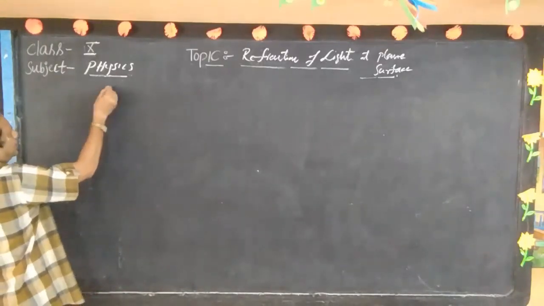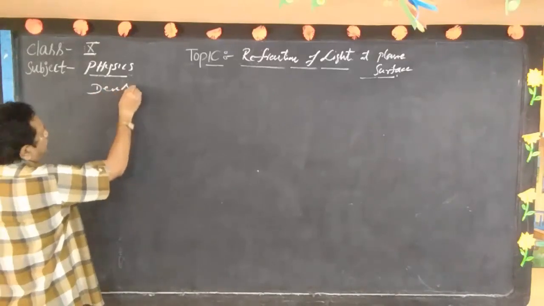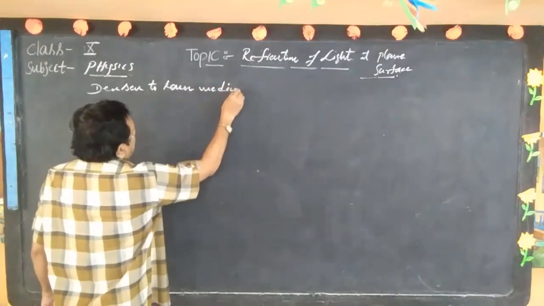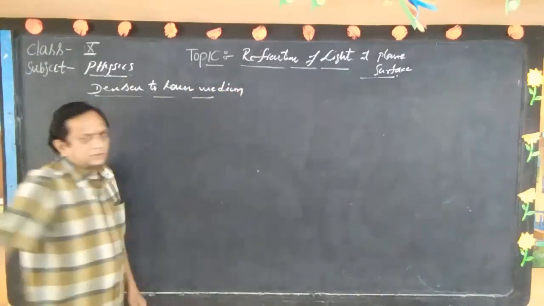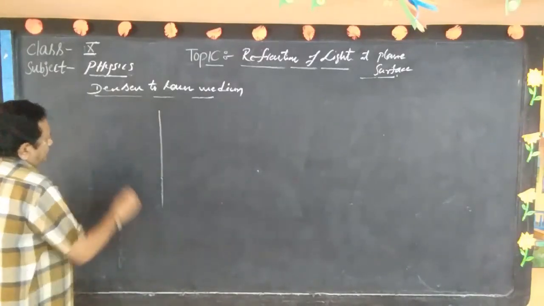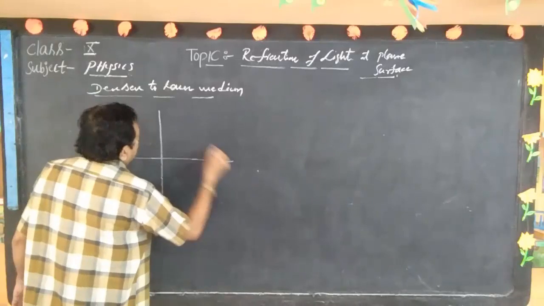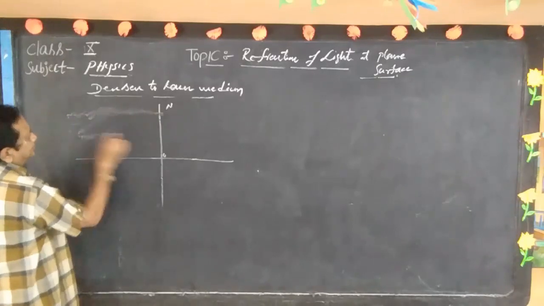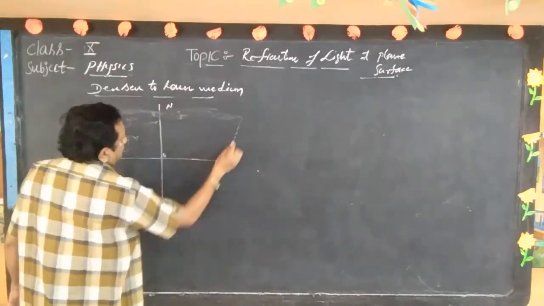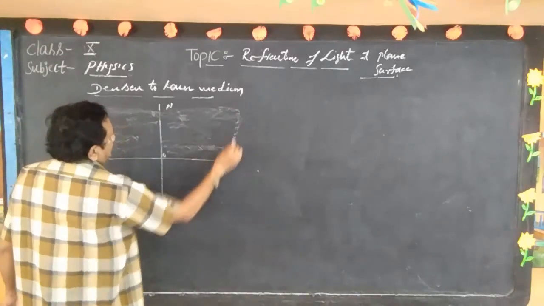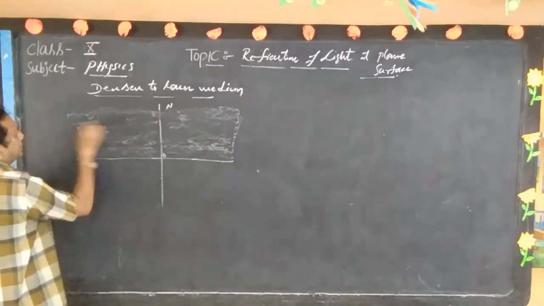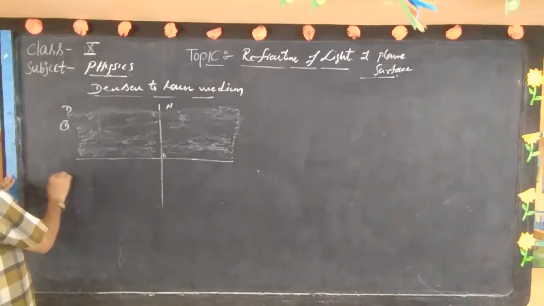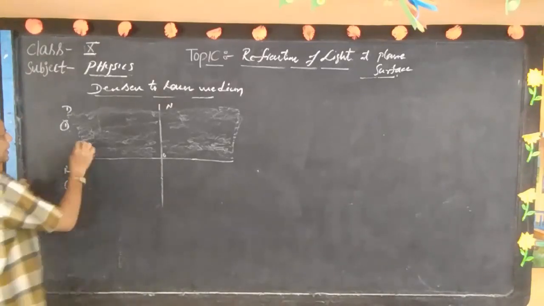Similarly, now we will observe the light ray traveling from denser to rarer medium. Denser to rarer medium, what will happen? So consider the interface between the two media, and the normal. The first medium is considered as the denser medium and the second medium is considered as the rarer medium in this case.